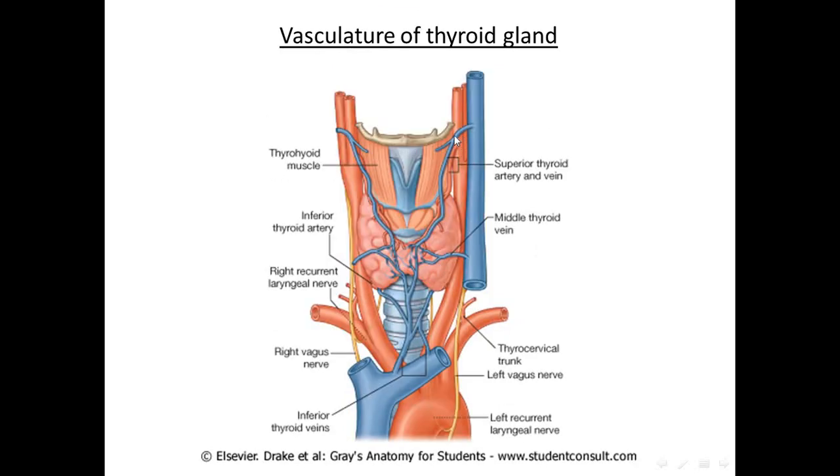Then the venous drainage is via the superior and middle thyroid veins, which are draining into the internal jugular, and the inferior thyroid vein, which is draining into the brachiocephalic vein.